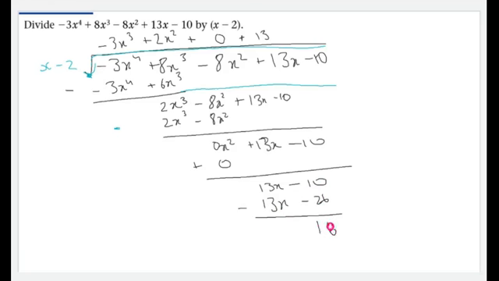And I had a remainder of 16. Remainder of 16. Oh, I realized, yeah, there's a mistake actually. So, okay, when you did x into 2x cubed, that gave you 2x squared.